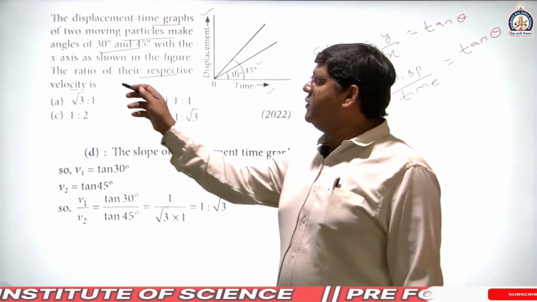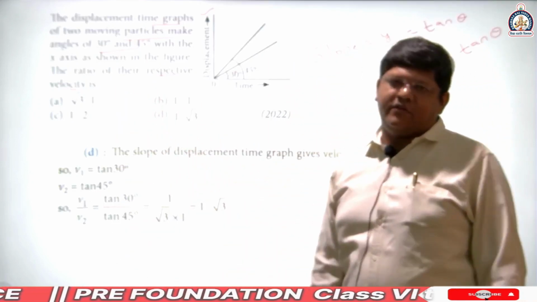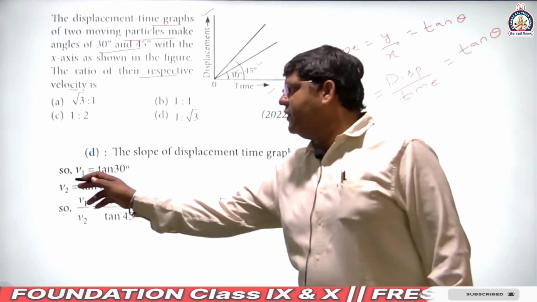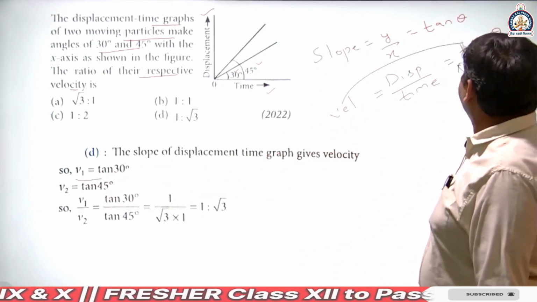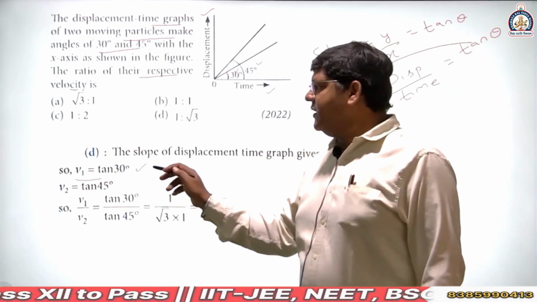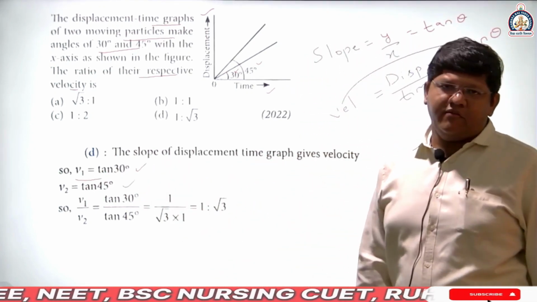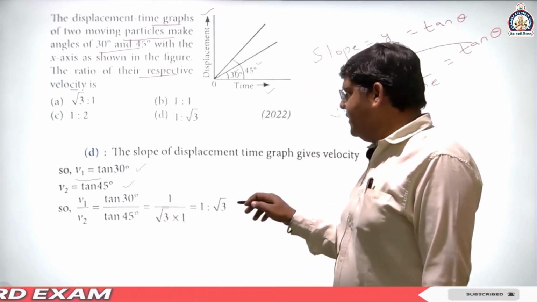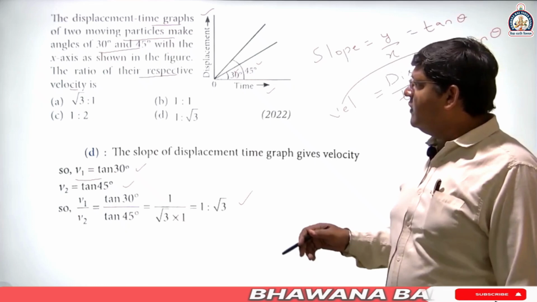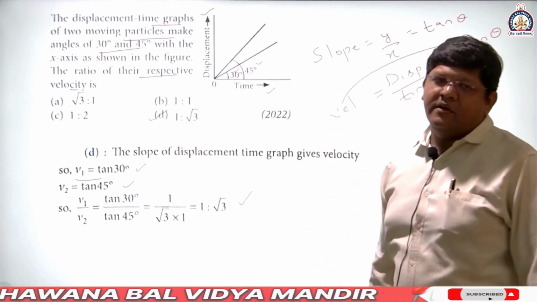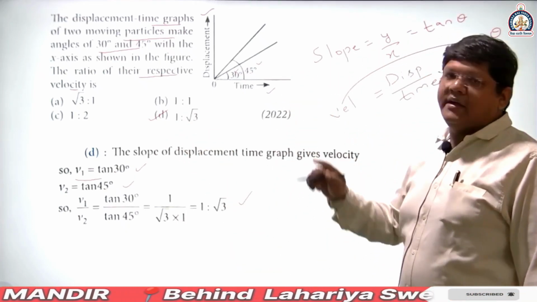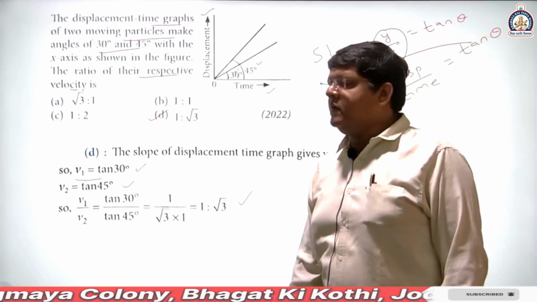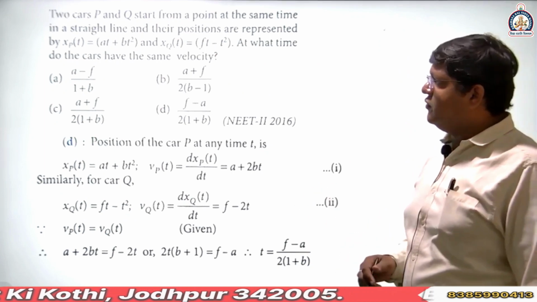So according to the question, we have to calculate v1 upon v2. Velocity depends on tan theta, so v1 is equal to tan 30 and v2 is equal to tan 45. v1 upon v2, putting the value of tan 30 and tan 45, we get 1 is to root 3. That is our required option number D. Simply, and if it is not concerned with the angle, then the formula used will be y component upon x component. Going to the next question.